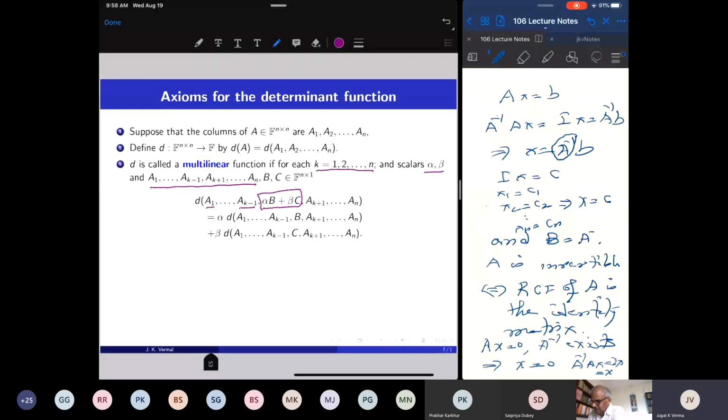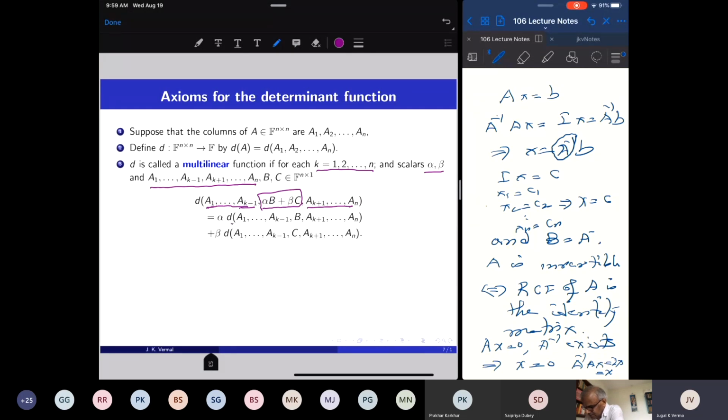So b and c are column vectors with n components. And I take this linear combination of b and c. And the kth column vector of the matrix now is alpha b plus beta c. And then I keep the other column vectors, say a(k+1), ..., an. The multilinearity means that I am fixing the other columns and I'm changing the kth column. Okay, and I take a linear combination of two column vectors. Then this is linear in this coordinate, kth coordinate.